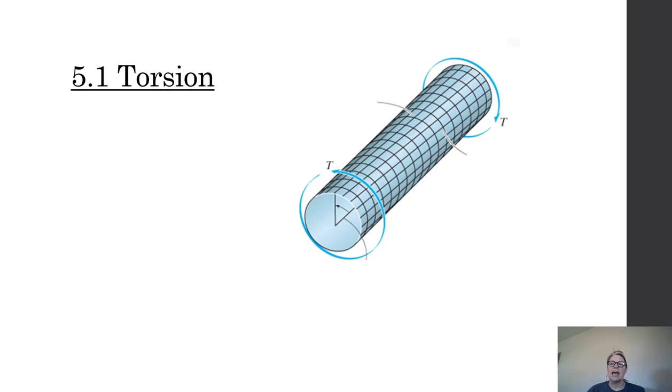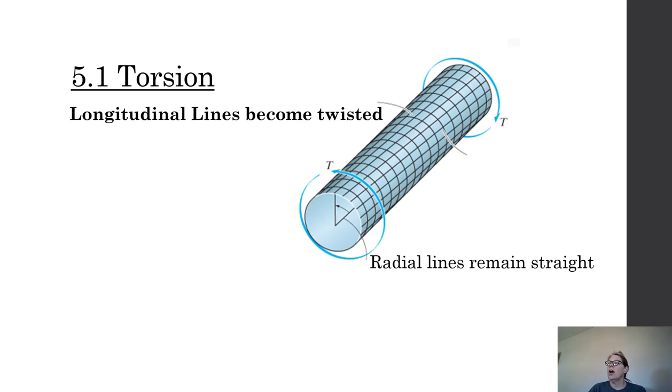Here's a shaft. And if we were to draw radial lines along that shaft, then the radial lines that are coming from the back where it's fixed to the front remain straight. Okay. The longitudinal lines, so the radial lines you can see right here are radius. Those are remaining straight. The longitudinal lines coming from the back towards the front here are twisting.